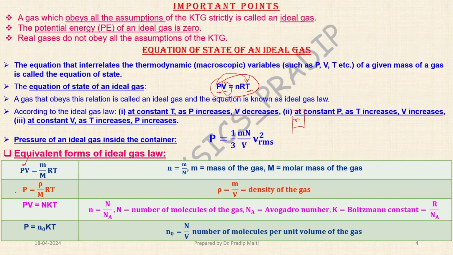Another important form, P equals rho by M into RT. Remember it, rho equals small m upon V, that is the density of the gas, V is the volume of the gas. And PV equals NkT, where capital N is the number of molecules of the gas, Na is the Avogadro number and k is the Boltzmann's constant. Boltzmann's constant is given by the universal gas constant divided by the Avogadro number. And the fourth equivalent form, P equals N naught kT, where N naught equals N by V, the number of molecules per unit volume of the gas.